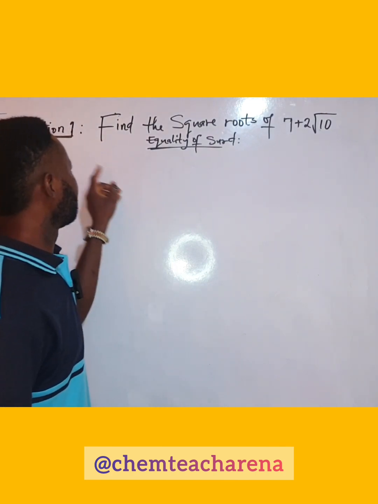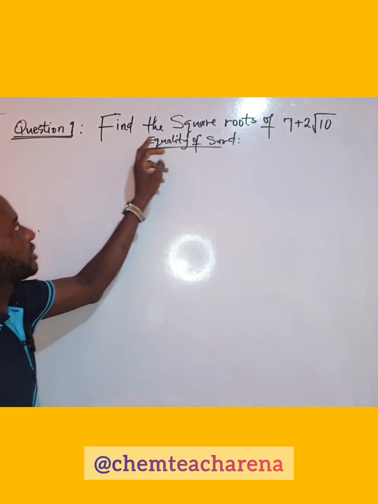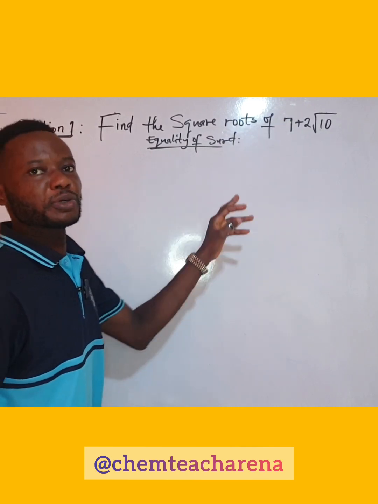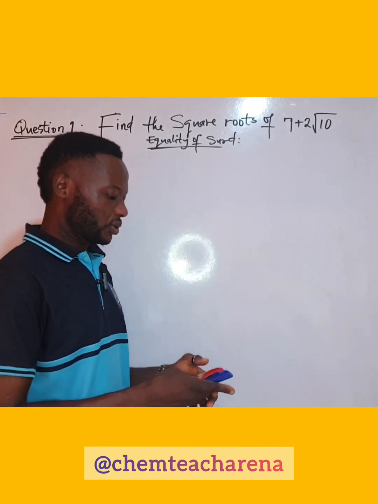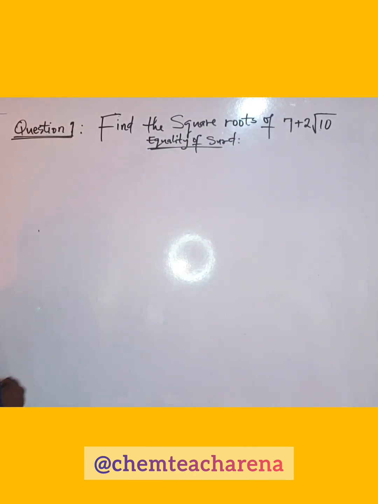Now, question number one says, find the square root of 7 plus 2 root 10. That is the question. Solution without wasting time.